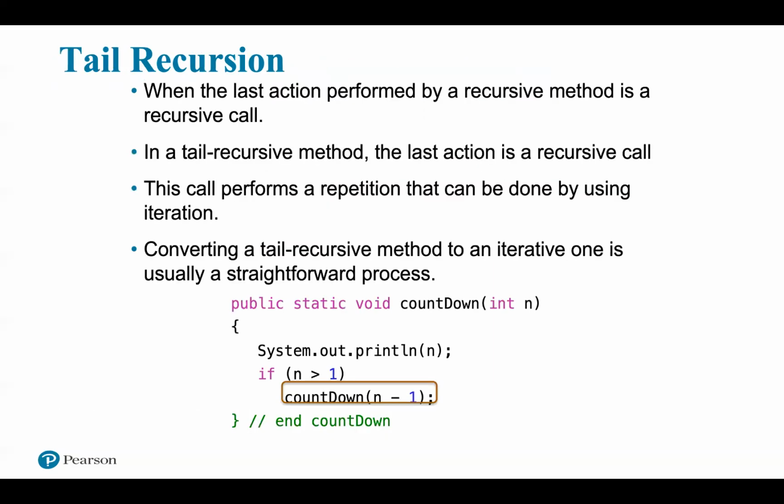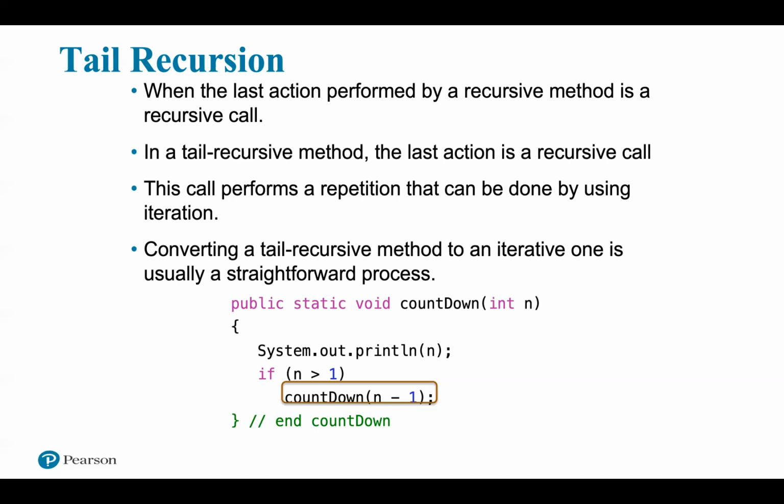So continuing on, let's talk about tail recursion. Tail recursion occurs when the last action performed by a recursive method is a recursive call. For example, the recursive method countdown from segment 9.6 is tail recursive. A tail-recursive method simply repeats the method's logic with changes to parameters and variables. Thus, you can perform the same repetition by using iteration. Converting a tail-recursive method to an iterative one is usually a straightforward process.